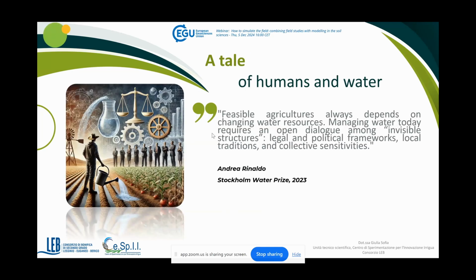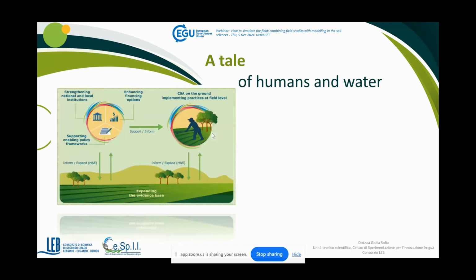So I might have been a bit fast, but my whole idea is that, and this is a sentence from Andrea Rinaldo, who won the Nobel Prize for Water, when we want to talk about feasible agriculture, we need to understand how water resources are going to change. And managing water today requires a dialogue among different people, from people to the legal perspective to actual farmers.